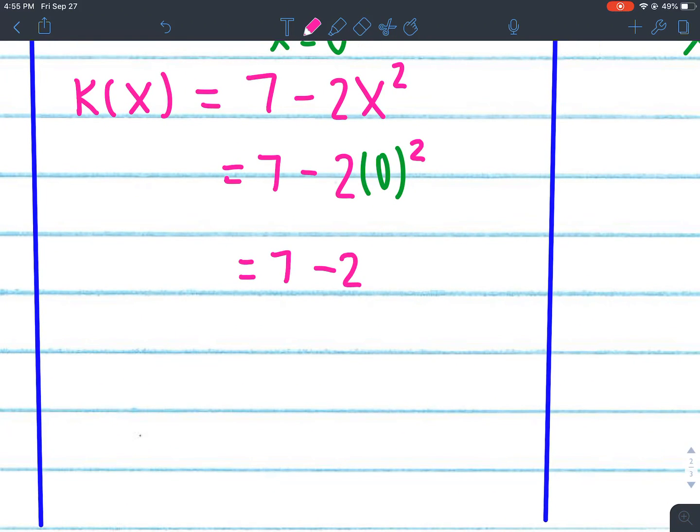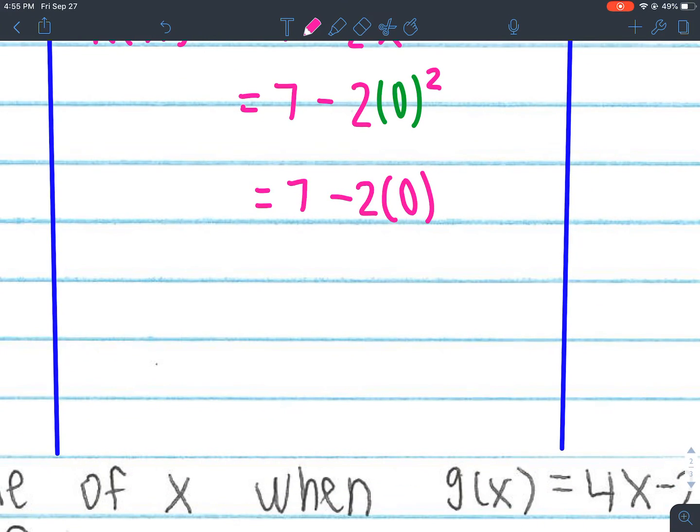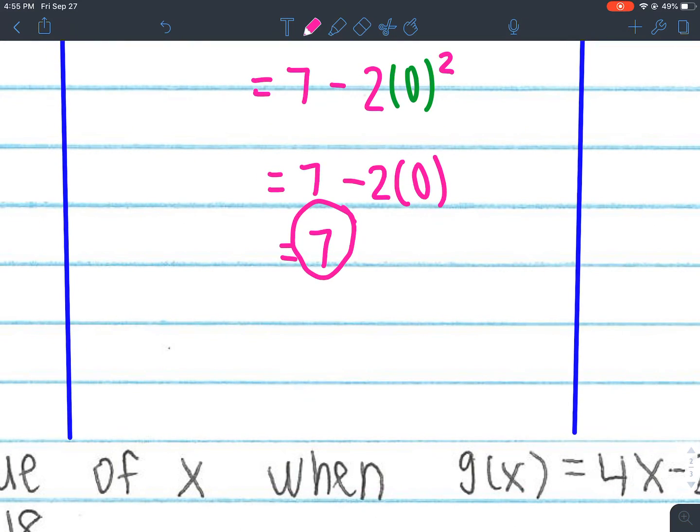So you have 7 minus 2. Well, 0 squared is just 0, so that just stays 0. And then -2 times 0 is just 0, so that just goes away. So all we have left is 7. So I'm going to go ahead and circle 7.